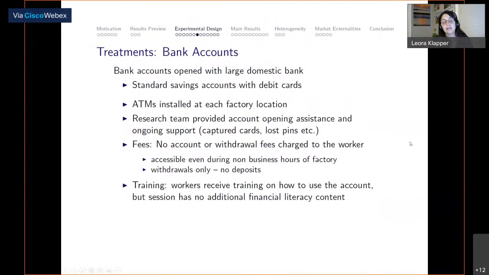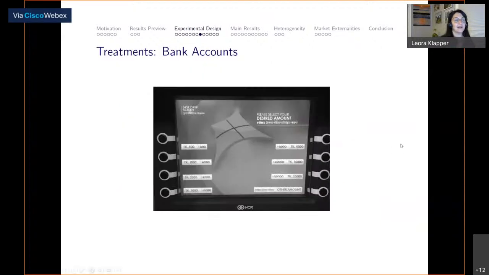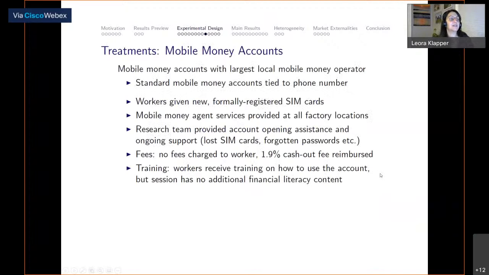Let me just give a little background on these payroll accounts. The first was a bank account. We had these ATMs installed, as I mentioned. There were no fees, and they received training. And second, here's an example of the ATM. And second, mobile money accounts. These are standard accounts linked to their phone number.